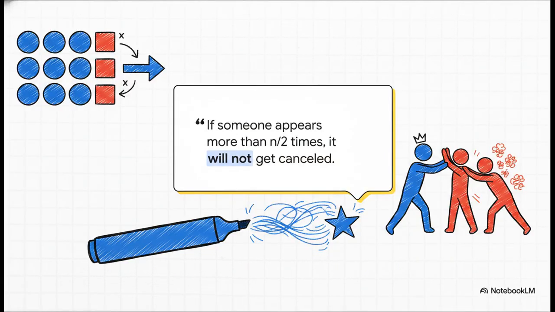Now, this quote right here from the source material absolutely hit the nail on the head for me. If someone appears more than n/2 times, it will not get canceled. Think about that for a second. If an element makes up more than half the array, even if literally every other element gangs up to decrement its count, the true majority mathematically has to outlast them. It's going to be the last one standing when the array ends.